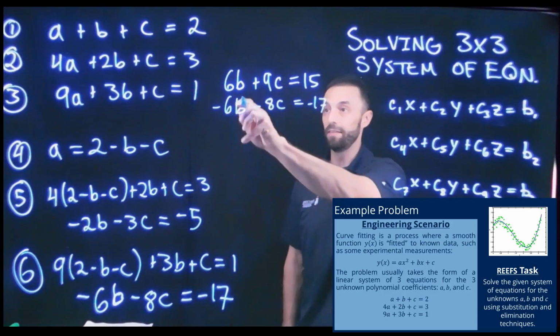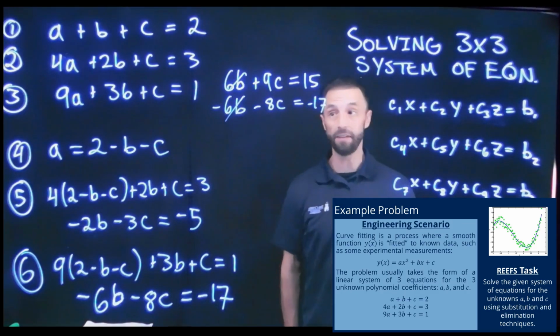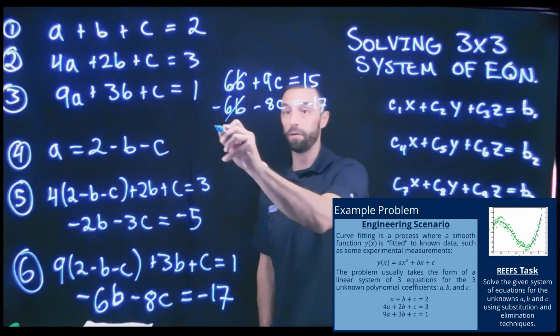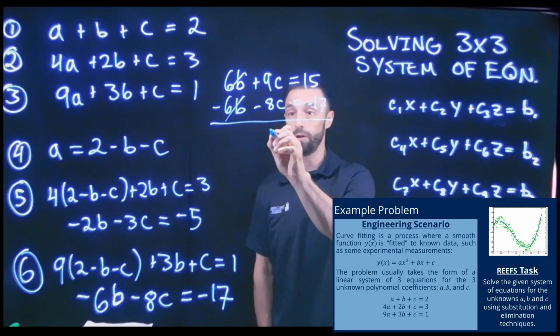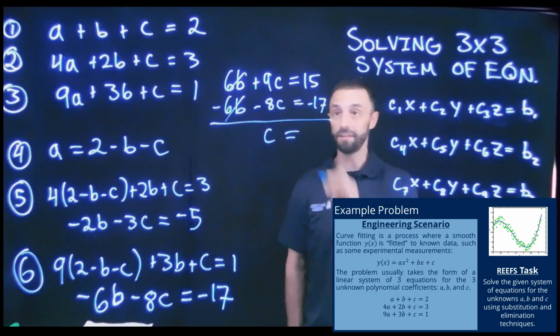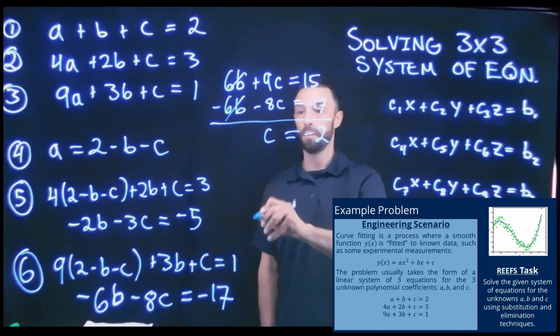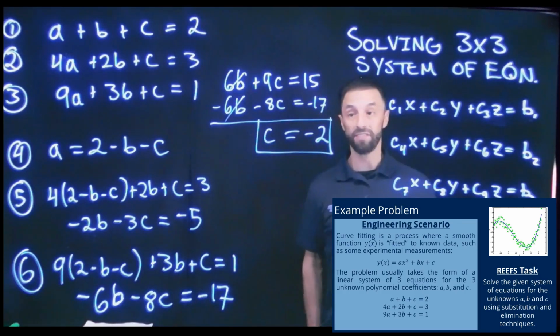and if I now add this equation to that, we'll see that this 6b factor will cancel out of each one. And moreover, when I add this together, 9c minus 8c is just 1c, 15 minus 17 is negative 2. So that's our answer for c.